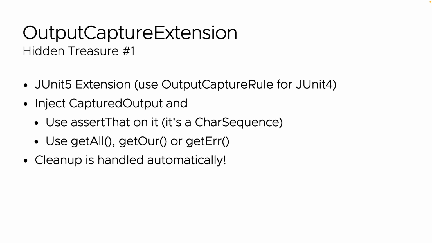So starting with that OutputCaptureExtension, hidden treasure number 1, it's a JUnit 5 extension, but if you're on JUnit 4, you can use an alternative one called the OutputCaptureRule. You can use the assertThat method directly on it because it's a CharSequence. So if you're using AssertJ, you can just pass it in, and it's quite easy to use that way. Or you can call the getOut or getAll or getErr methods on it, which will give you the individual out or error or combined results. And it takes care of that cleanup that we saw in the manual code automatically when the JUnit test ends.